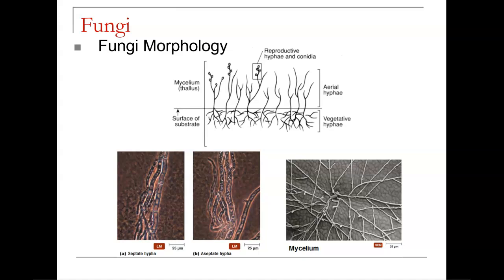Mycelium are filamentous masses or a mat of hyphae that are intertwined with each other. You can have two different types. You can have what's called a vegetative mycelium, where it extends downward into the nutrient material and is responsible for nutrient absorption. And you can have the reproductive mycelium, which extends upward into the air and is responsible for reproduction of that fungus.